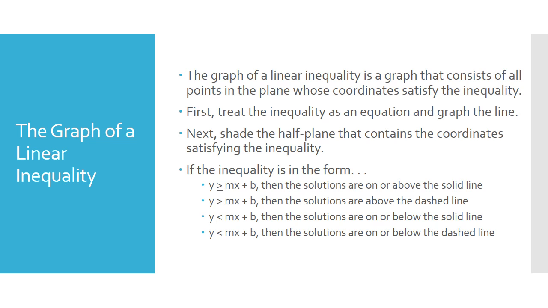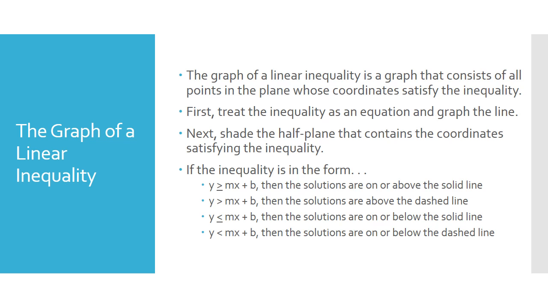The graph of a linear inequality is a graph that consists of all the points in the plane whose coordinates satisfy the inequality. To graph a linear inequality, the first thing we're going to do is treat it as an equation and graph the line. This line becomes a boundary or a border. It divides the plane into two halves. The second thing we're going to do is shade the half plane that contains the coordinates satisfying the inequality.